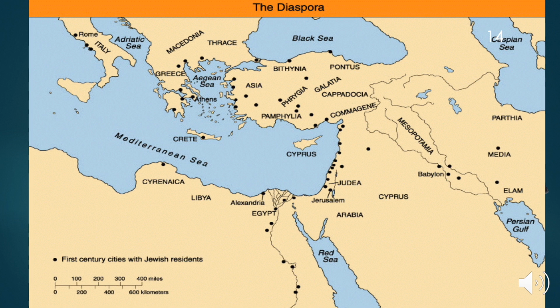In New Testament times, there were probably several times more Jews living outside Palestine than in it. Acts 2, 5-12 shows the extent of the diaspora.